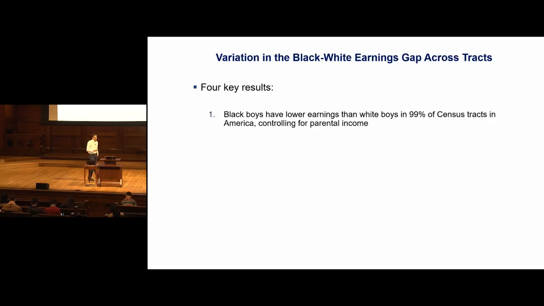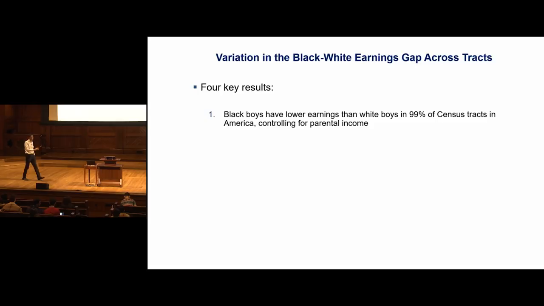The first is that we find that black boys have lower earnings than white boys in 99% of census tracts in America, controlling for parental income. So there's just a tiny sliver of places where you don't have significant racial disparities. So what are those places? You can look at this in the Opportunity Atlas data, but they're kind of scattered around the US. Some examples are places like Silver Spring in Maryland, where it turns out black men and white men who grow up there have relatively similar outcomes. There are certain pockets of New York, and a few other places around the country where you see patterns like that. But by and large, in almost all places in the United States, you see quite significant racial disparities.